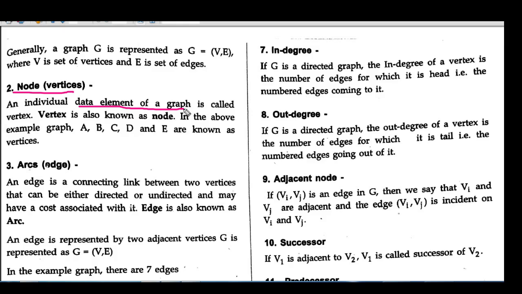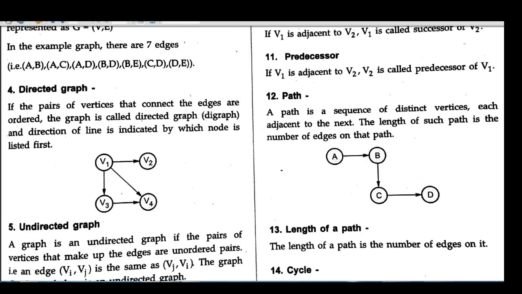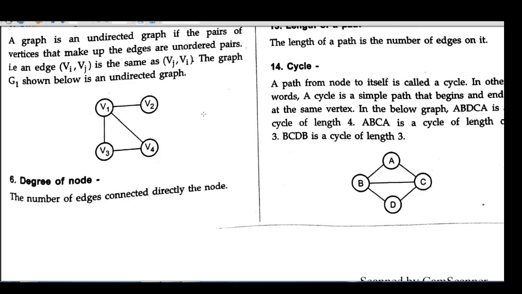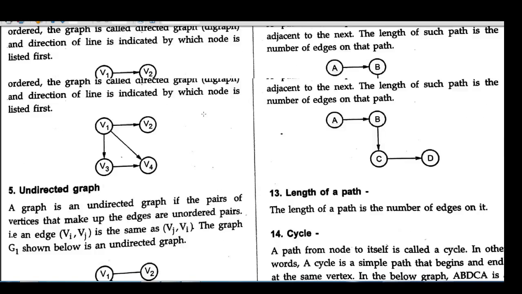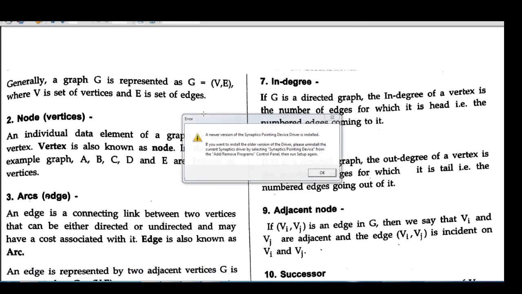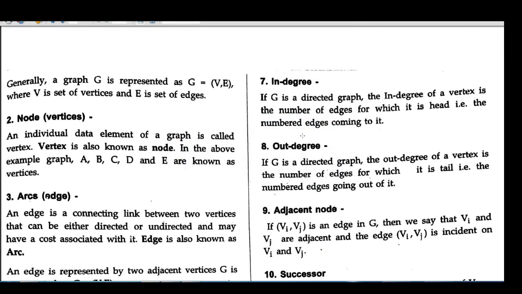Then the third terminology, which we have already discussed, is edge. An edge is a connecting link between two vertices that can be either directed or undirected. We have discussed it already. Then the directed graph we have covered, and the undirected graph also we have covered. Now we will see the degree of a node. The number of edges connected directly to the node is called the degree of a node. Then there are two types of degrees: one is in-degree and another is out-degree. If G is a directed graph, then the in-degree of a vertex is the number of edges for which it is the head.